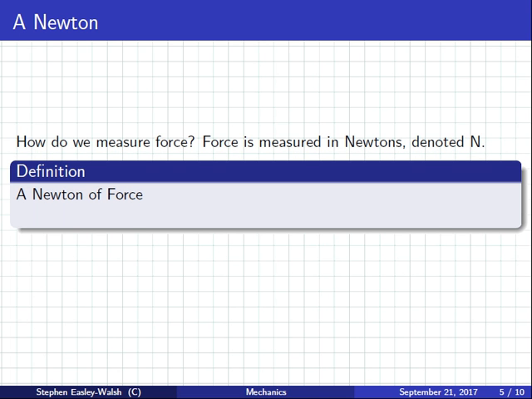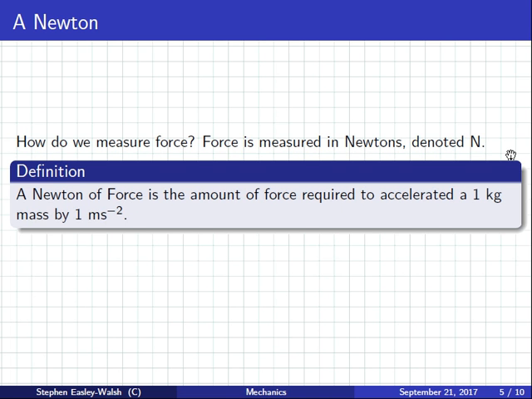Let me show you. A Newton of force is the amount of force required to accelerate 1 kilogram by 1 meter per second squared. So if 1 kilogram has an acceleration of 1 meter per second squared, we say there is a Newton of force applied to that. This definition could be asked in the exam. It's a good definition for the exam because it's not too long.